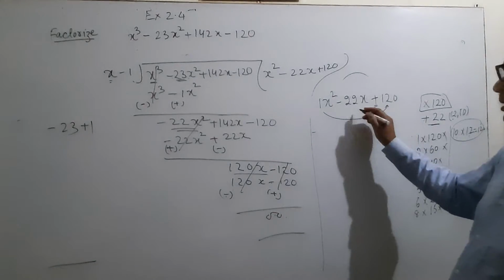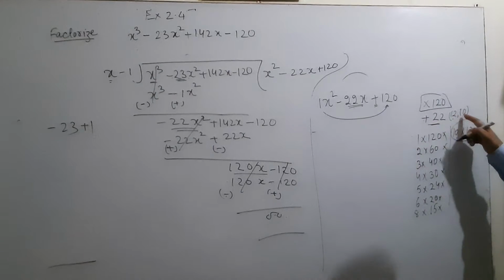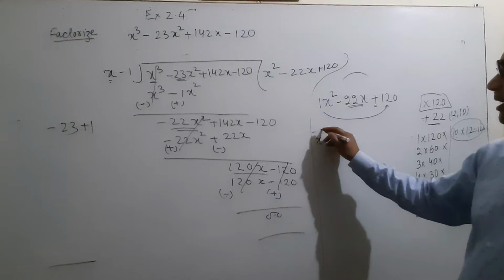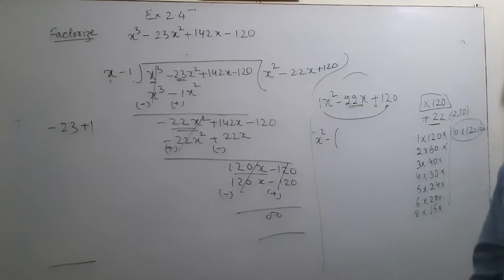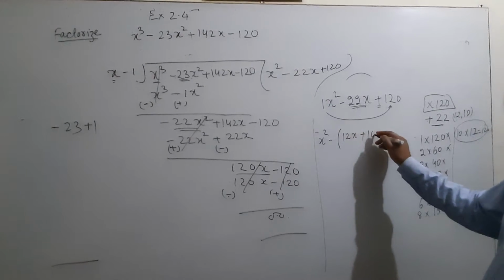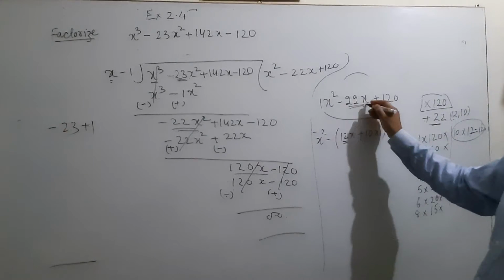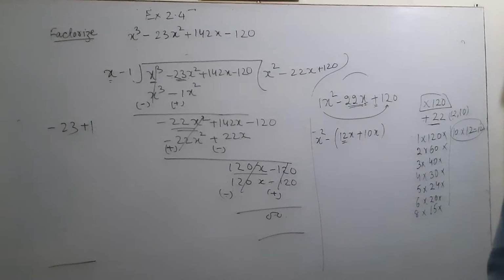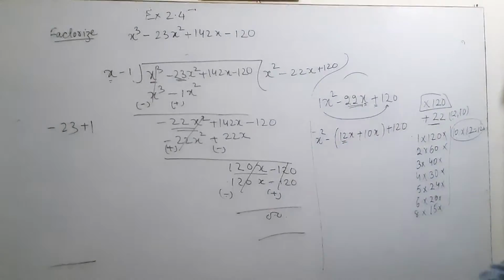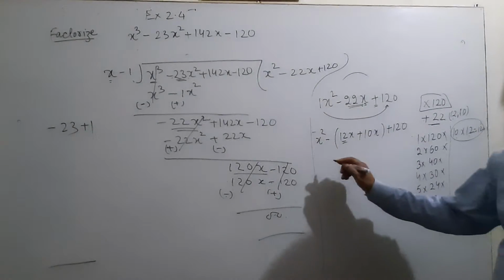Then we have to split the middle term. This 22 we have to break into 12 and 10. And how do we write it? X square minus. If the sign is minus, then we have to put a bracket. Here is 12x plus 10x. One is 12, the other is 10, and we put x with both values. And now plus 120. Here is minus. Minus means when we open the bracket, the sign will change. Then what is your answer?